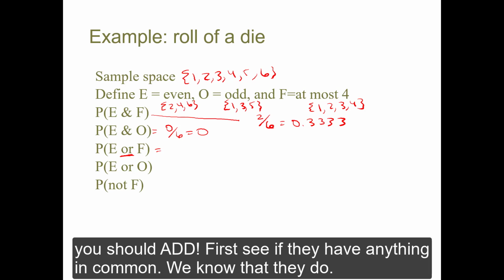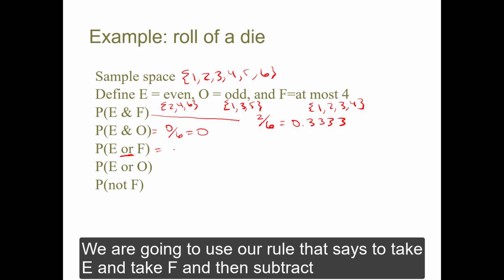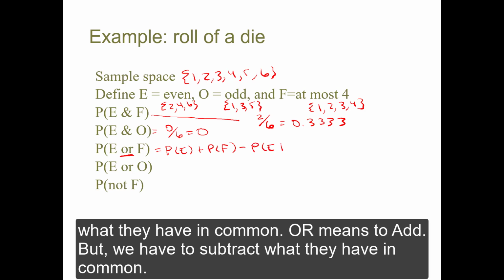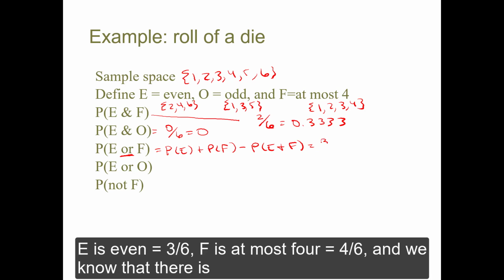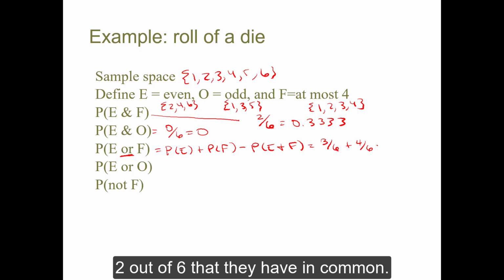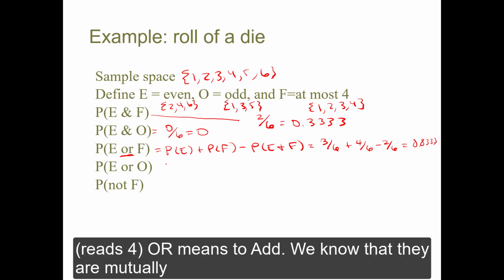So the first thing you have to do is look to see if they have anything in common. And we know that they do. So we're going to use our rule that says take E, take F, and then subtract what they have in common. So or means to add, but we have to subtract what they have in common. So E is even, which is 3 out of 6. At most 4, there's 4 out of 6, and we know that there's 2 out of 6 that they have in common. So that is 5 divided by 6, which is 0.8333.